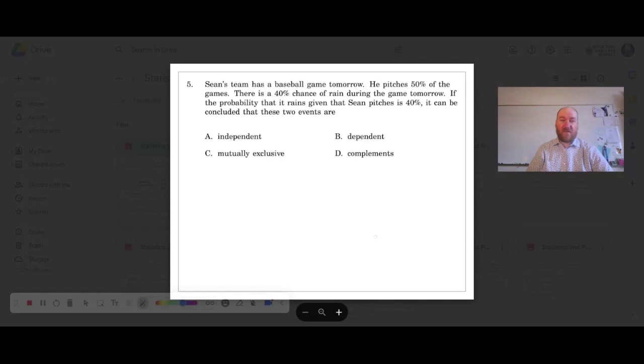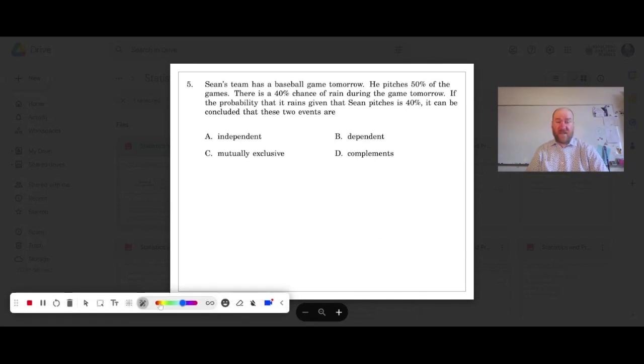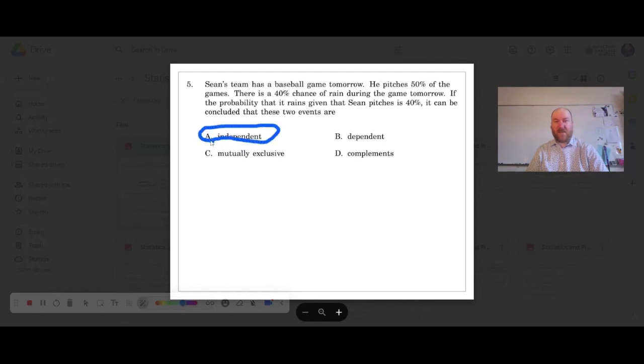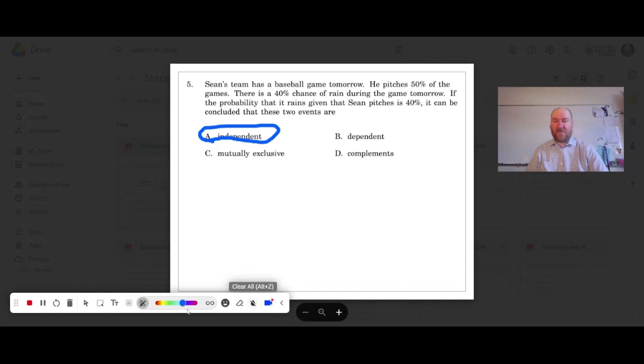The probability that it rains given that Sam pitches is 40%. Sam pitched and that probability of rain didn't change. That means that him pitching had nothing to do with the rain. And that should make sense, right? Like you don't send a certain pitcher out based on whether or not it's raining. And I don't think that's true. So in any case, the answer to this one is these two things are independent. Number 5 is independent.